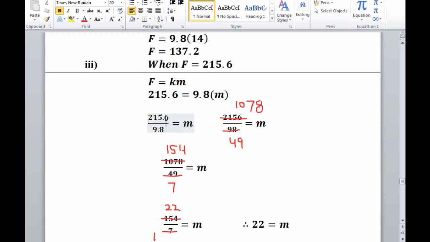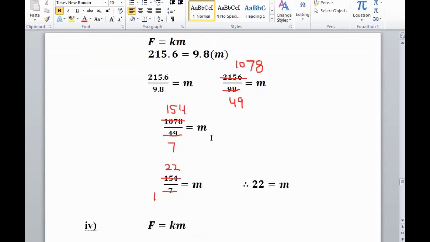Now dividing 215.6 by 9.8, these two numbers are multiples of 2, so we get 1078 upon 49. Since we have the same number of digits in the decimal part of numerator and denominator, we can remove the decimal point without any change. So this number becomes 2156 upon 98, and when you divide numerator and denominator by 2, we get 1078 upon 49.